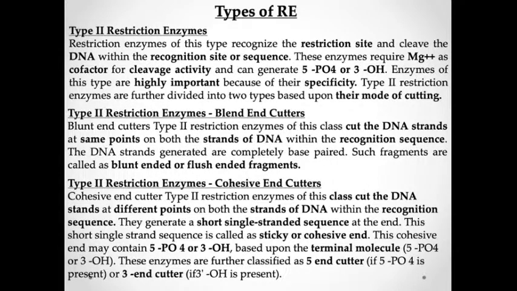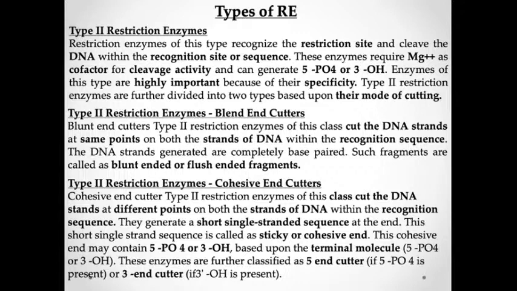And for type 2 restriction enzymes, enzymes of this type recognize the restriction sites and cleave the DNA within the recognition sequence. They require magnesium ions as a cofactor for cleavage activity and can generate a 5 prime end phosphate (PO4) and a 3 prime end hydroxyl group. They are quite important because of their high specificity, and they can be further divided into two types, that is blunt end cutters and cohesive end cutters.